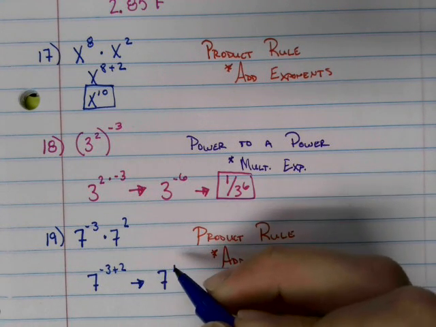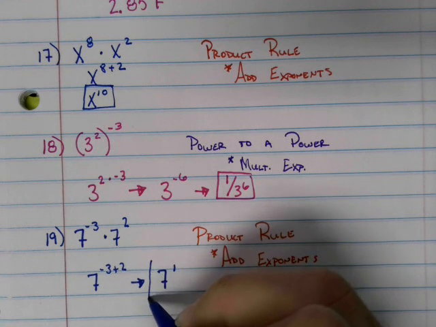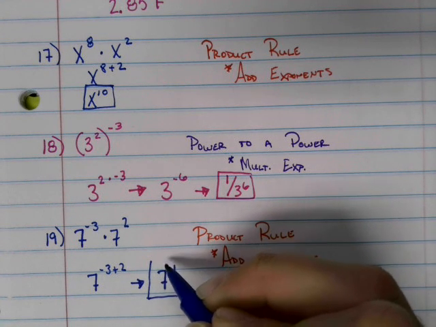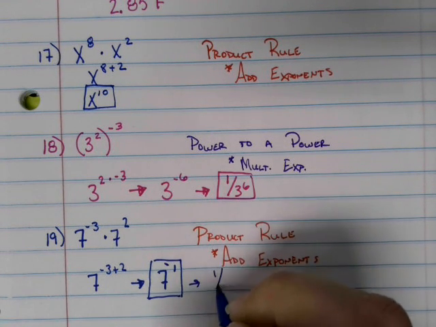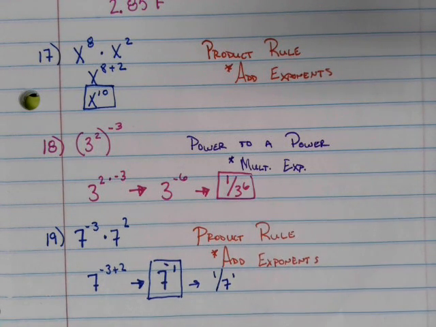I put a power there because it says keep in exponential form. That's what it's asking. I'm sorry, it's negative 1. 7 to the negative 1, which would be 1 over 7 to the first power, will be your answer.